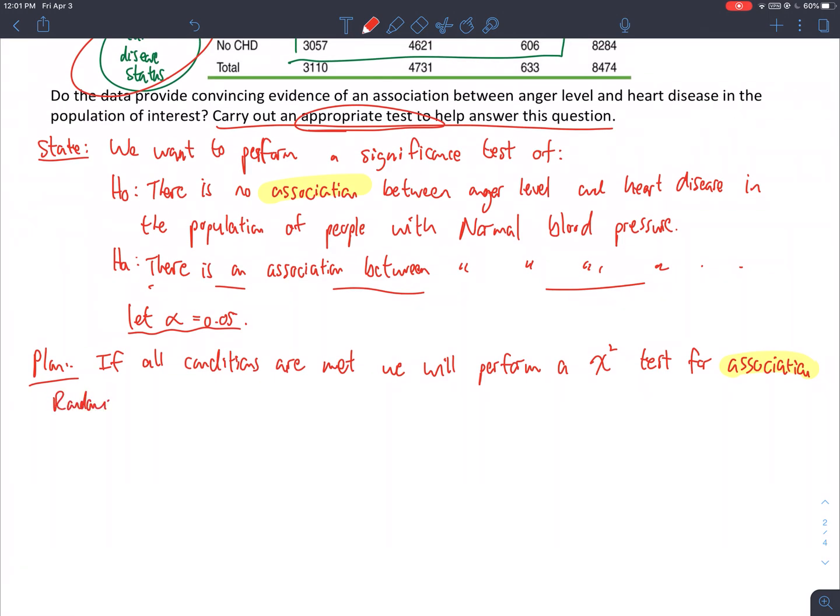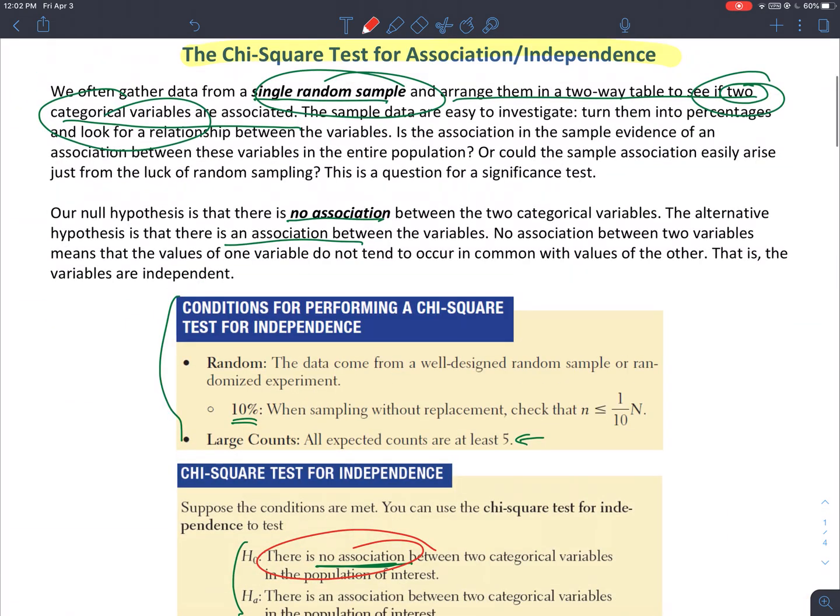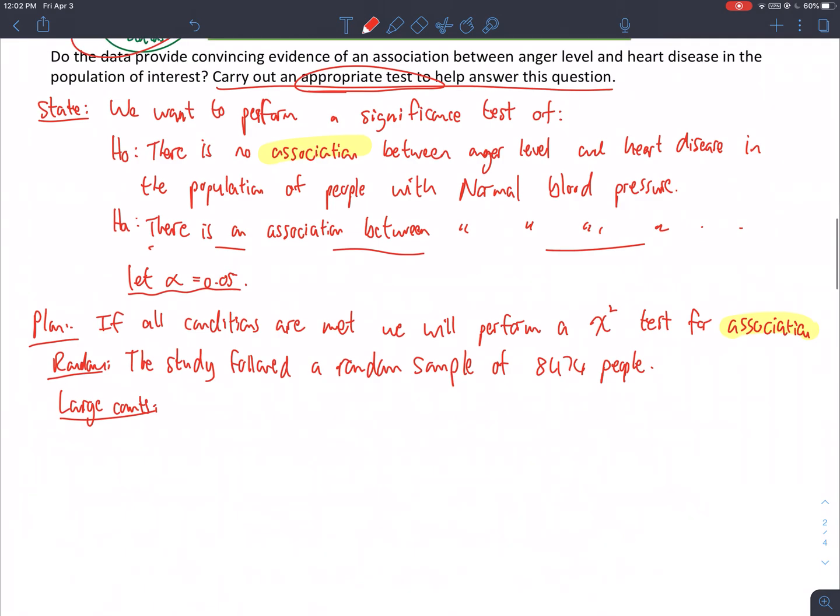So random, and it says the study followed a random sample of 8,474 people. Okay, beautiful. Large counts. This is still called large counts, isn't it? Yeah, large counts. In this case, remember, it's large expected counts.